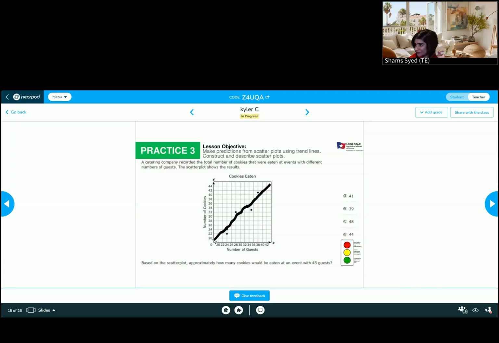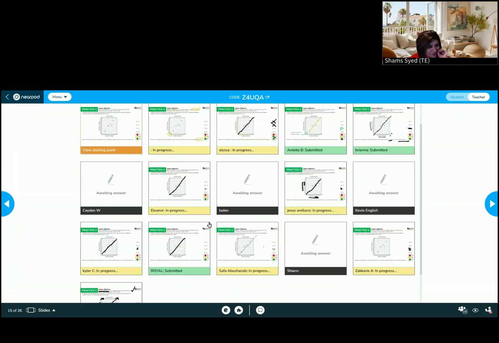Kyler, you also think C looks right? Safa says since it's higher than 44, it would be 48. You guys see that for 44 guests, it's higher. Kyler's graph is higher than 44. Nice. I agree with you. Let's see how more people answered.